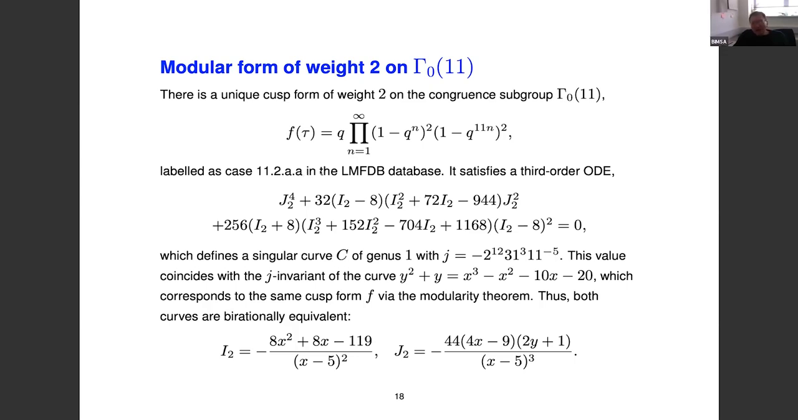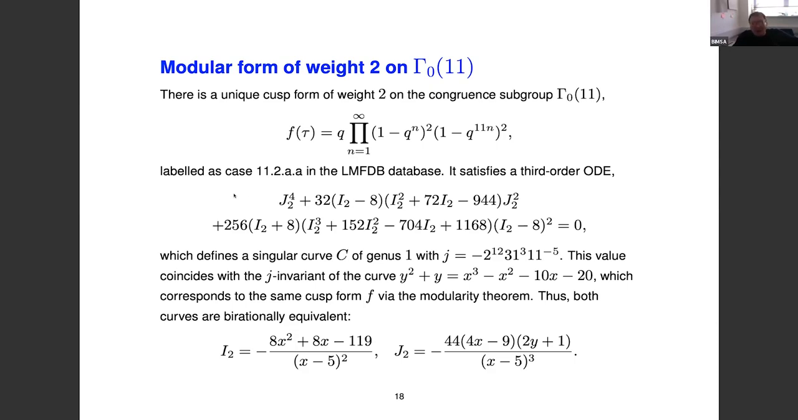By trial and error, we found a third order ODE for this f of tau. How do you do it? You compute I2 and J2, and then you try to find an algebraic relation with undetermined coefficients, more or less. And you end up with this relation. This is a third order ODE for this function, right? If you substitute invariants into here, it becomes a half-page long ODE, which is SL2R invariant.